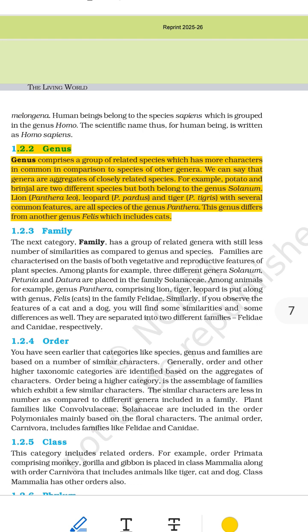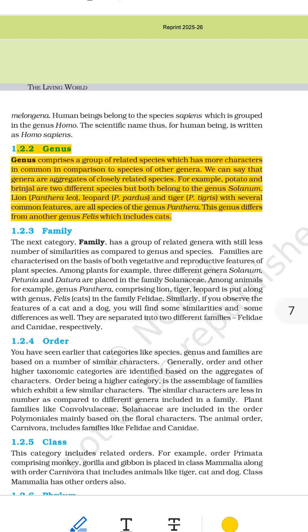Simple meaning. A genus is made of species, kinds of living things, that are very similar to each other. These species have more things in common with each other than with species in other groups. Example, lion and tiger are both big cats. They have similar size, shape, strength, and hunting habits, so they are put in the same genus called Panthera. Line 2. We can say that genera are aggregates of closely related species.